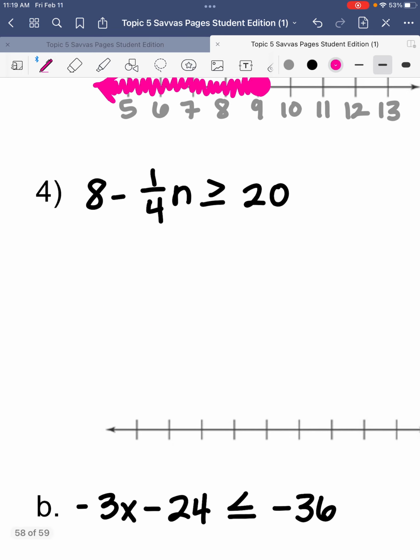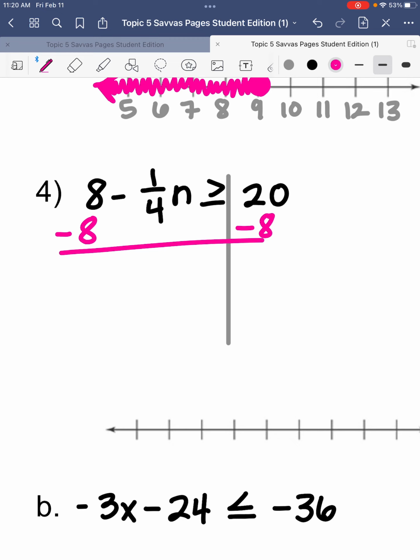Number 4. 8 minus 1/4 n is greater than or equal to 20. So I'm going to start with a line down my inequality symbol, and I'm trying to get that n by itself. So the first thing I need to undo is what's farther away from the n, which is this 8 right here. What kind of 8 is that? That's a positive 8. So I'm going to undo it by subtracting 8 on both sides.